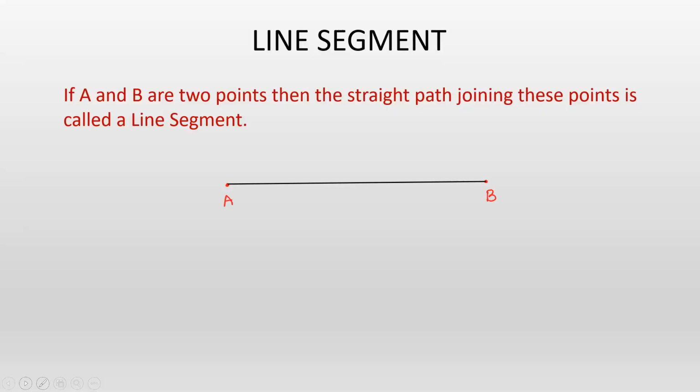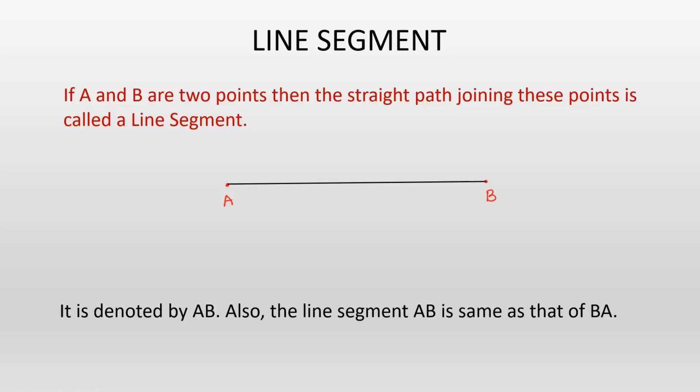Now in today's video, we will understand what is a line segment. So let us begin. Now suppose we have 2 points, say A and B. Therefore, the straight path that joins both A and B is called a line segment. Hence, if A and B are 2 points, then the straight path joining these 2 points is a line segment. Now, how do we denote a line segment?